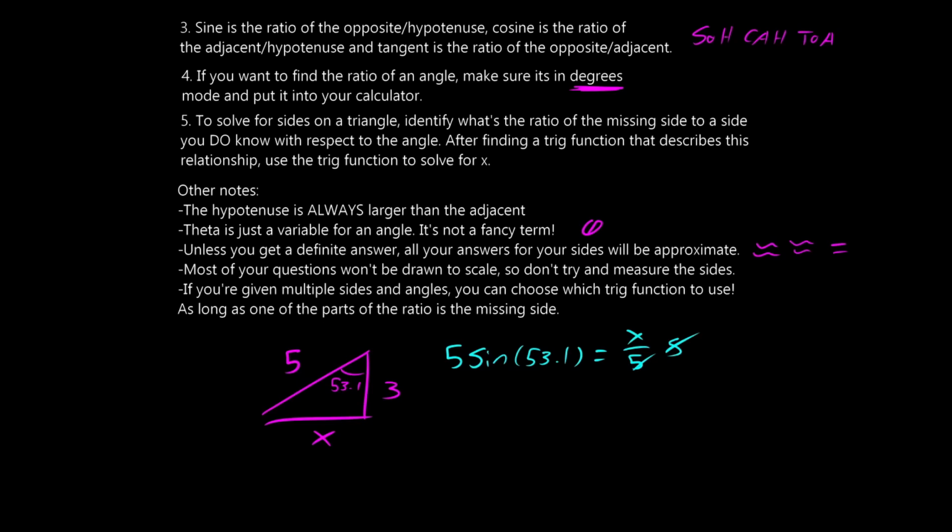Cancel out. That works. Or you can also do the tangent of 53.1 is equal to x over 3, the opposite to the adjacent. So you can multiply both sides by 3. That works out just fine. What you can't do is the cosine, because the cosine of 53.1 is the adjacent to the hypotenuse. That's 3 over 5. That's correct, but we're trying to solve for x. That doesn't really help us.